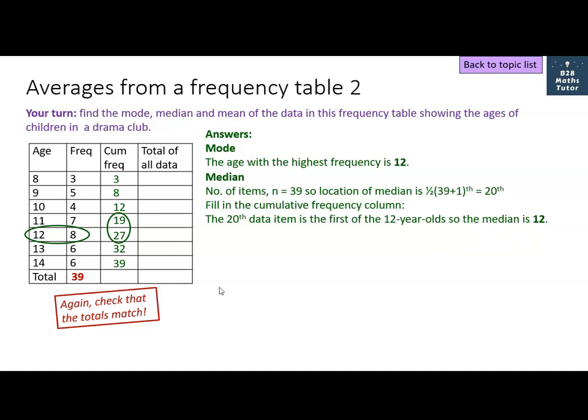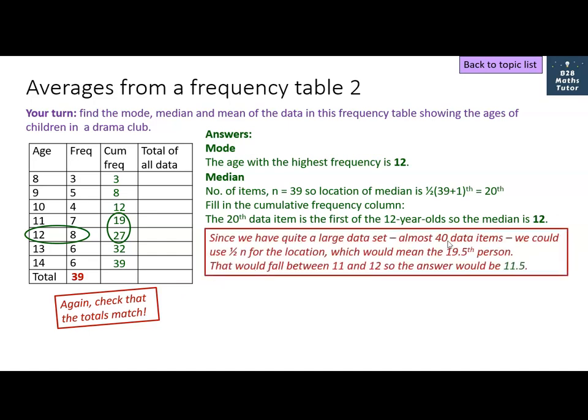Now, in fact, we've got quite a big data set here. We've almost got 40 data items. So you could get away with using half of n for the location. So half of 39 is 19.5. So it would be the 19.5th person, that would fall between the last 11 and the first 12. So the answer in that case would be 11.5.